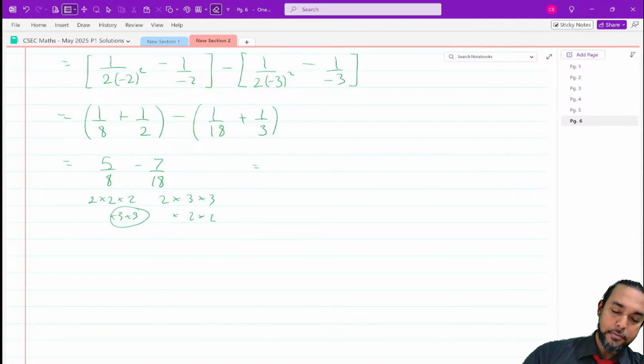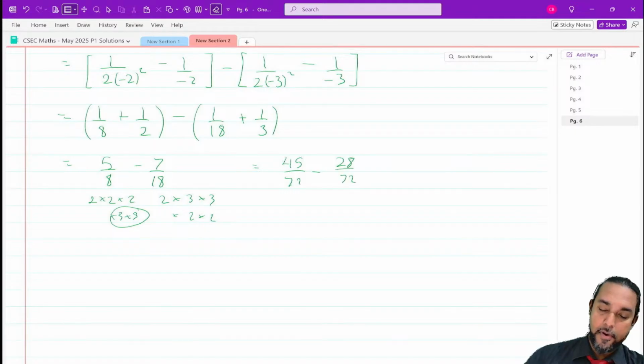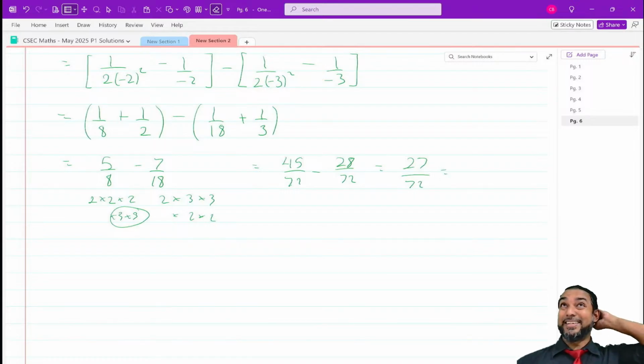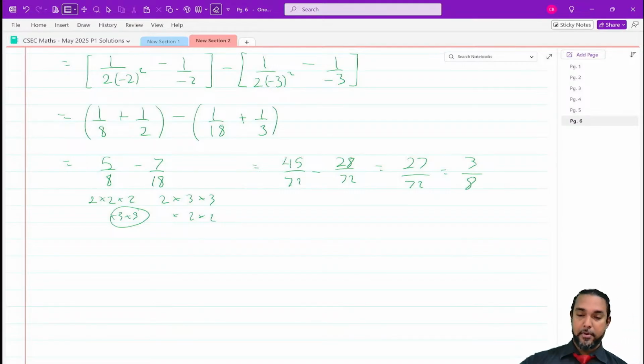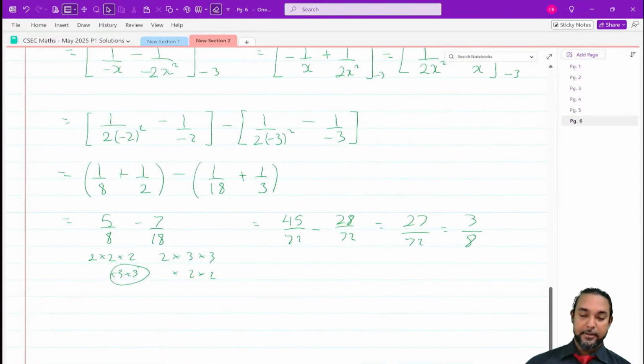So we get 45 over 72 minus 28 over 72. 45 minus 28 is 27 over 72. Those are both divisible by 9. So you get 3 over 8. I'll go into my little technique down here next time.